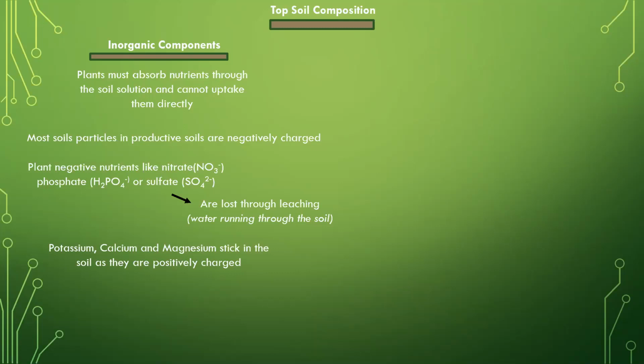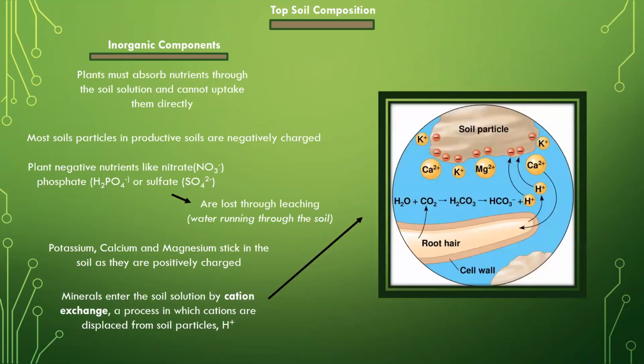Potassium, calcium, and magnesium, however, are positively charged and they attach to the soil. So when we look at these negatively charged ones, phosphate, nitrate, and sulfate, those are all things that are going to be produced and brought into the soil by bacteria. Bacteria naturally do nitrogen fixation. They take nitrogen out of the air and produce ammonia and put it into the soil as one of their waste products.